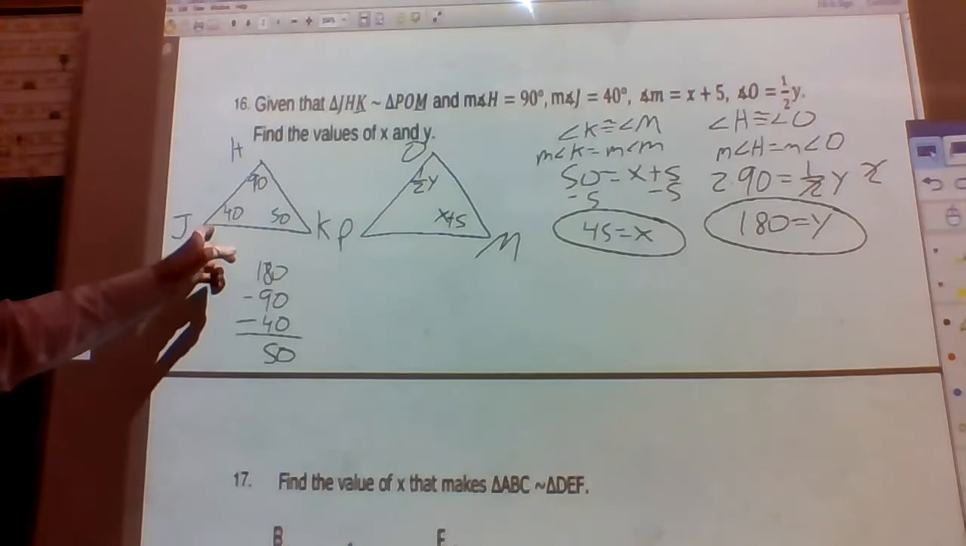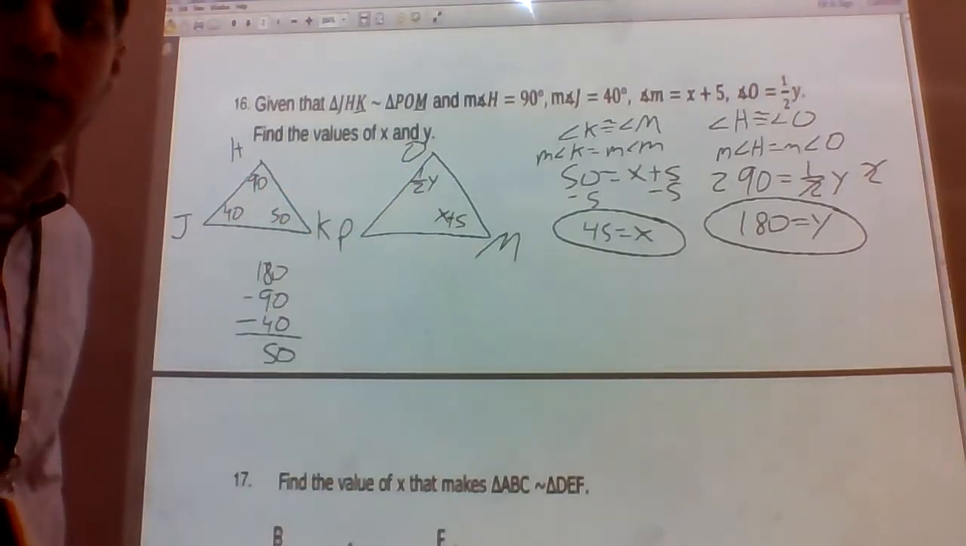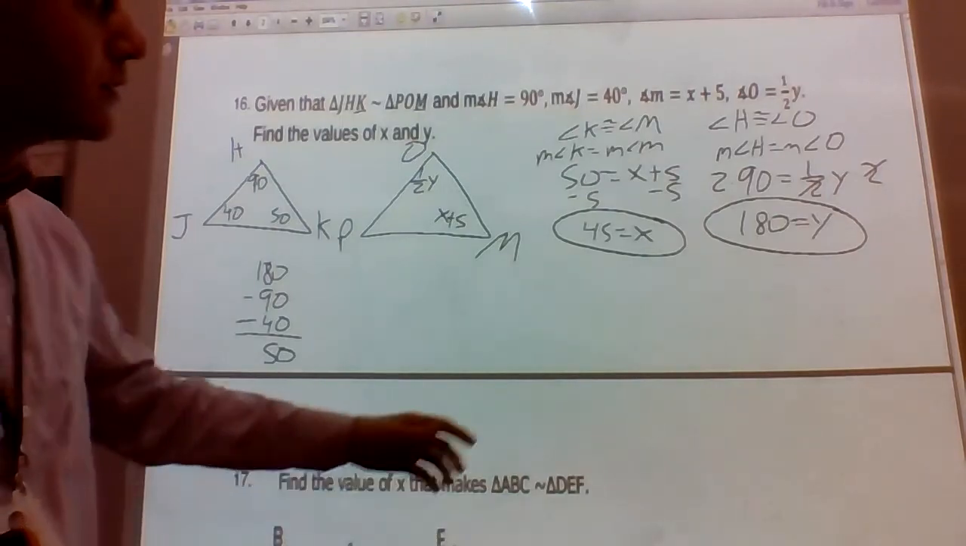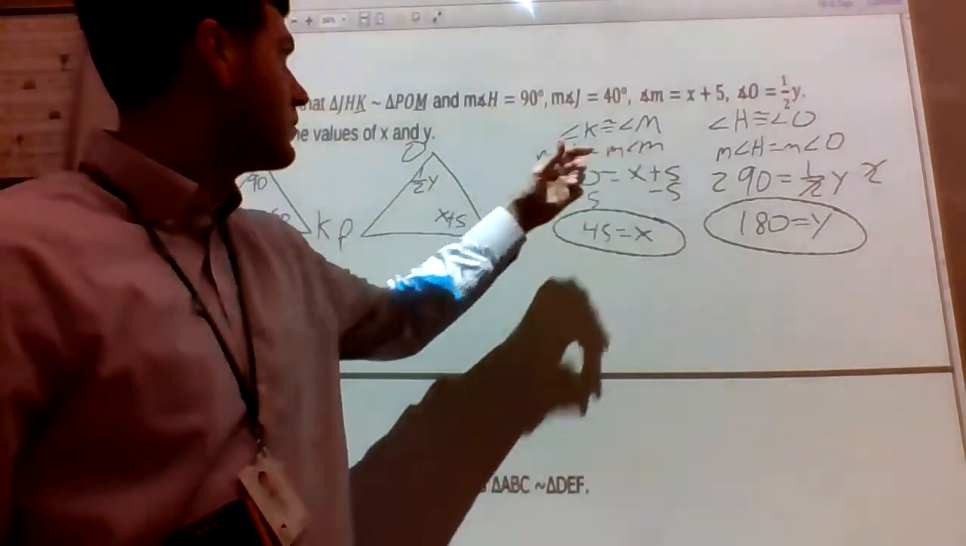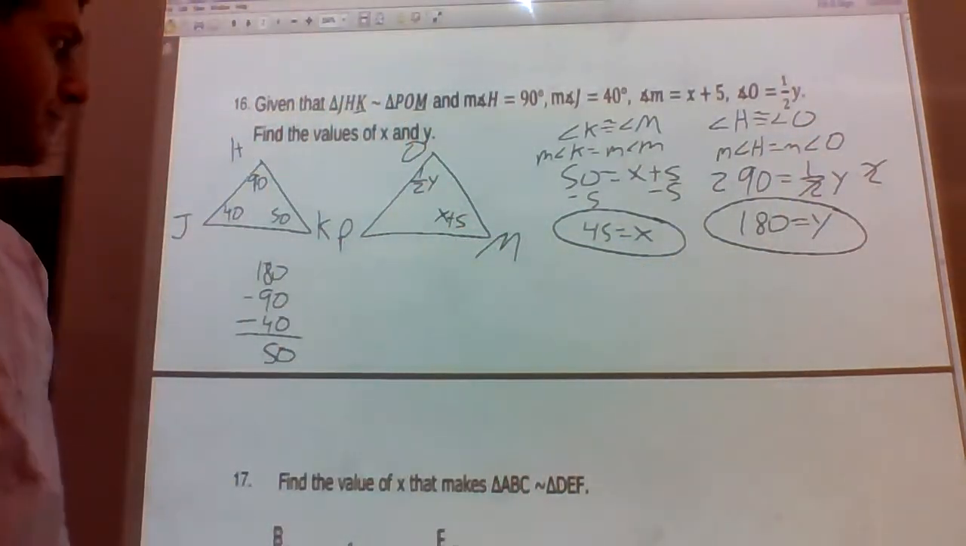So we know corresponding angles of similar triangles are congruent. Therefore, the angle measures of corresponding angles are equal to each other. So K and M are equal. H and O are equal. We can solve for x and y.